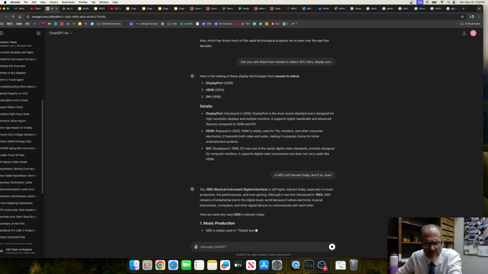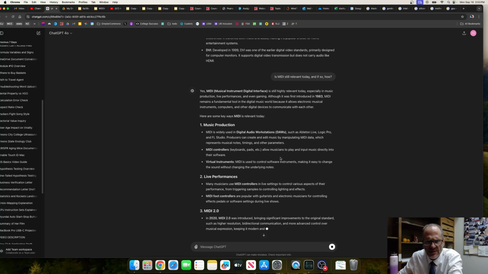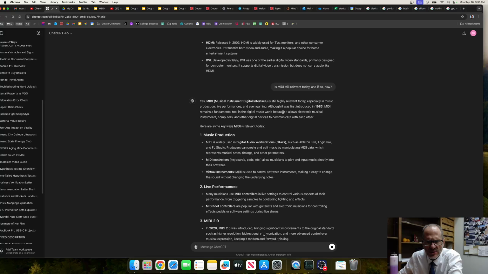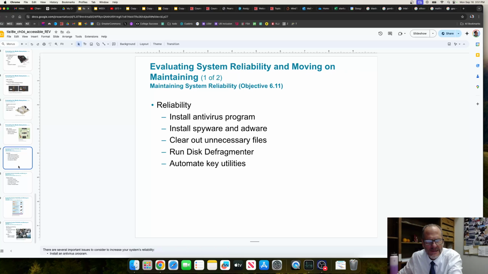MIDI is still highly relevant, especially in music. Although it was first introduced in '83, it remains a fundamental tool because it allows electronic musical instruments and other devices to communicate with each other. Okay, because I associate MIDI with really tinny old sounds, but MIDI allows communication between different sound-producing electronic devices. So you can see a picture of that right there.